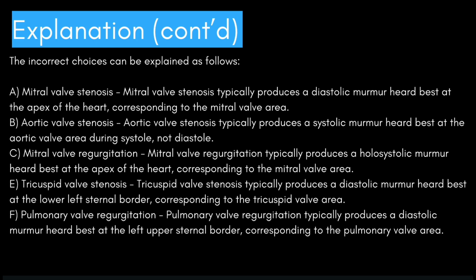Mitral valve regurgitation. Mitral valve regurgitation typically produces a hollow systolic murmur heard best at the apex of the heart, corresponding to the mitral valve area. Tricuspid valve stenosis. Tricuspid valve stenosis typically produces a diastolic murmur heard best at the lower left sternal border, corresponding to the tricuspid valve area. Pulmonary valve regurgitation. Pulmonary valve regurgitation typically produces a diastolic murmur heard best at the left upper sternal border, corresponding to the pulmonary valve area.